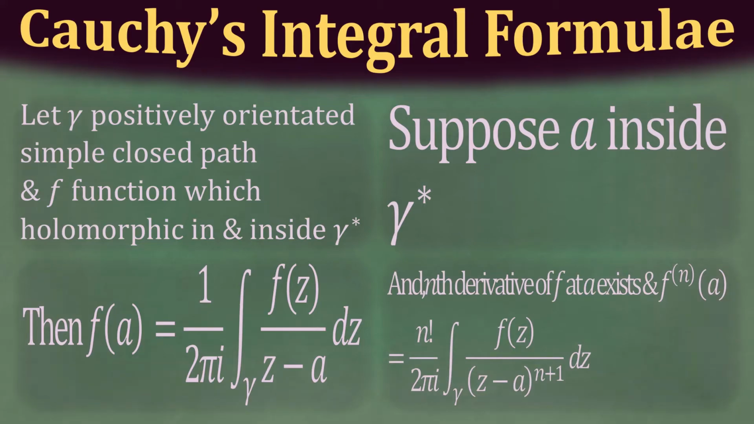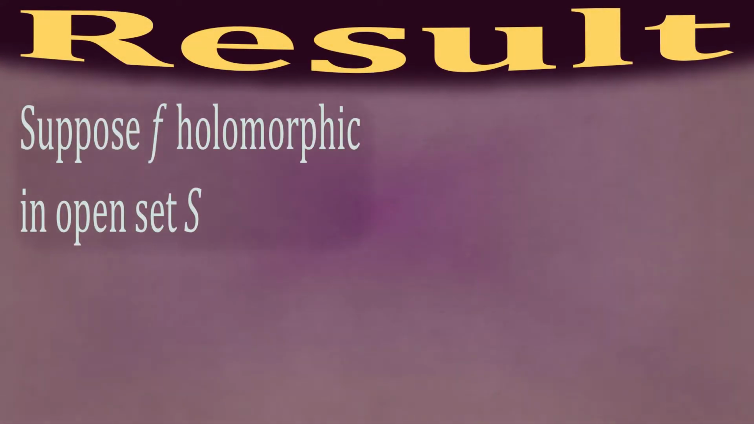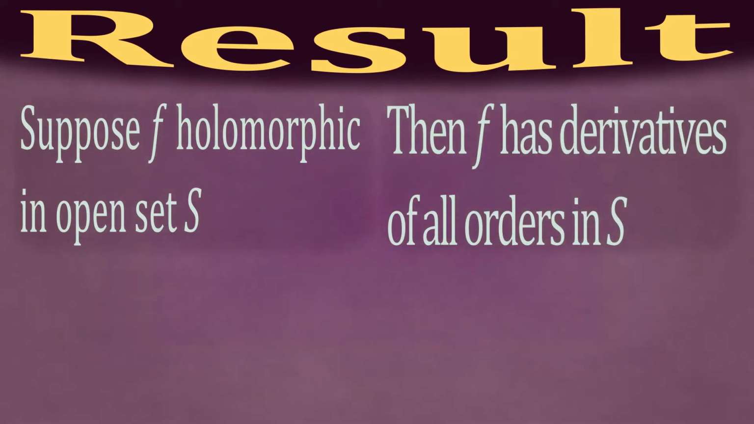And for n equals 1, 2, etc., the nth derivative of f at a exists, and the nth derivative of f at a is equal to n factorial over 2 pi i times the integral over gamma of f of z divided by z minus a to the n plus 1 dz. Hence, we have the following result. Suppose f is holomorphic in an open set S. Then f has derivatives of all orders in S.